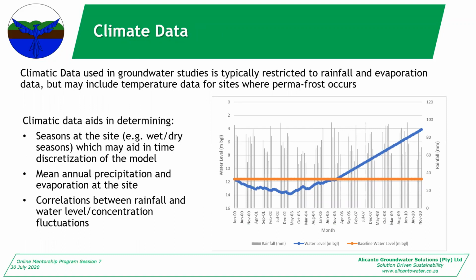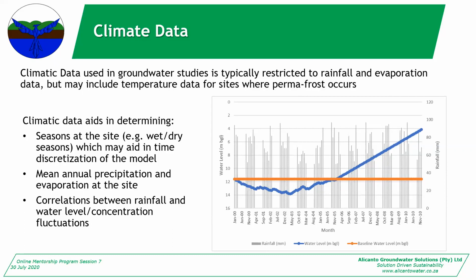Climate data, you typically only use rainfall and evaporation, unless you're in an area with permafrost, like maybe some areas of Lesotho, but more like North America and Europe that worries about temperature. The temperature is nice to have in your report, but it doesn't add too much value in terms of groundwater. So if you can't find it, don't put it in, don't stress about it.